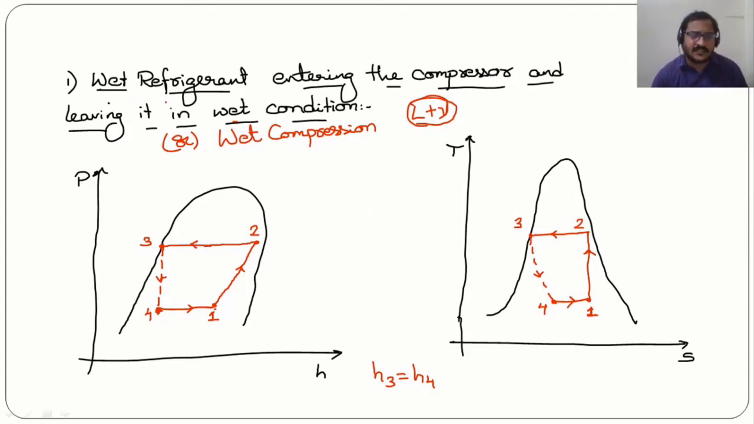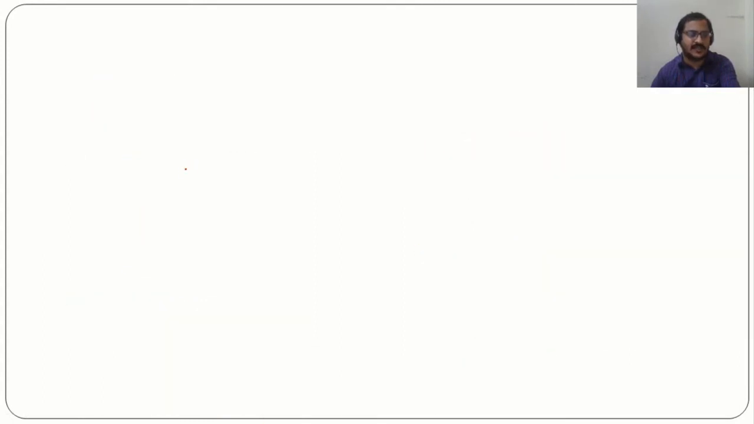So this wet refrigerant entering the compressor and leaving it in wet condition will also not yield a very good refrigerating effect. So here the refrigerating effect that we are getting is this one. This refrigerating effect that we are getting here is less compared to the other cases. So we will be discussing other cases shortly. With the given work input, we are not going to get a proper refrigerating effect. As a result of that, the COP will be less in this particular case. So we should avoid this wet compression in order to get more COP and more refrigerating effect.